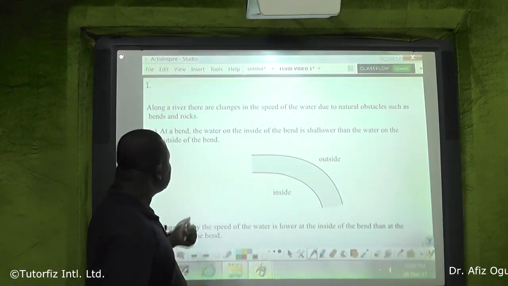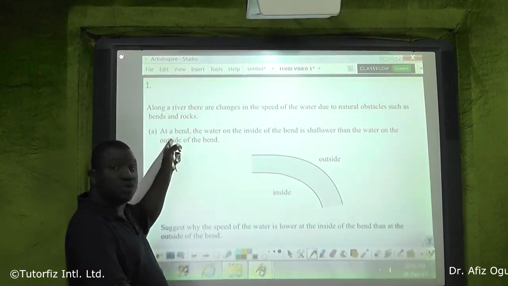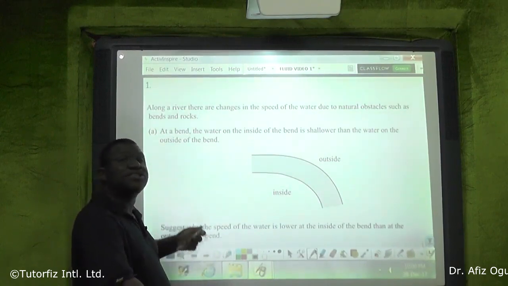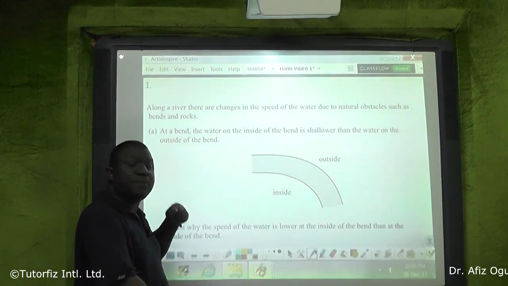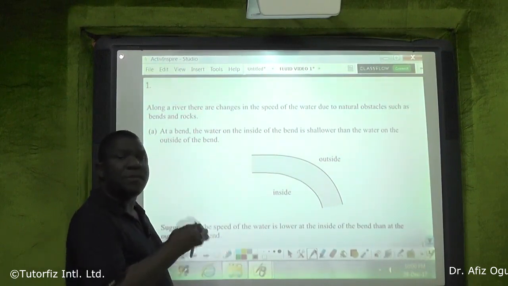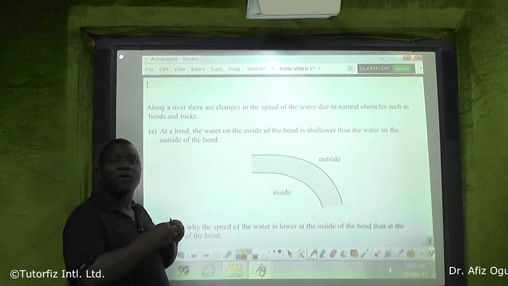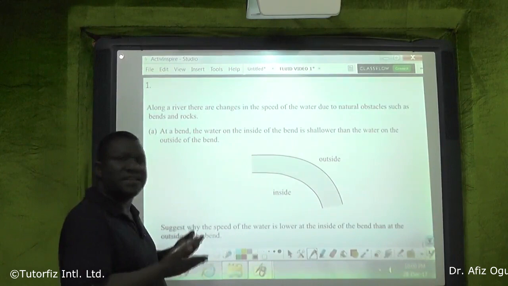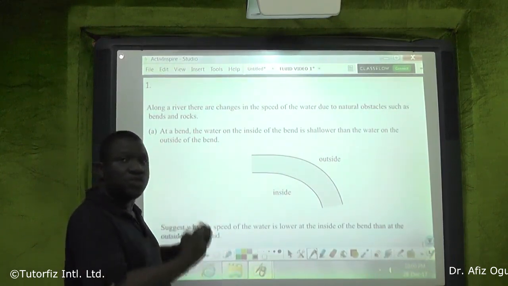Now, suggest why the speed of water is lower. This is the question now, based on what they have just told you. When they ask you to suggest, they are asking you to use the principles you know, combined with common sense, or with your knowledge of physics and science generally, to answer this. When they say suggest, you are suggesting to them based on what you think.